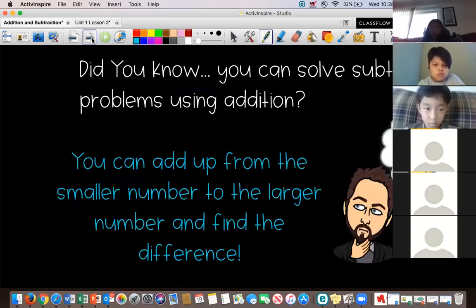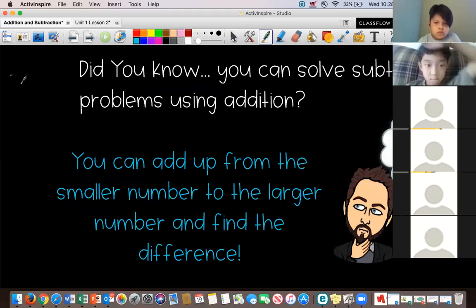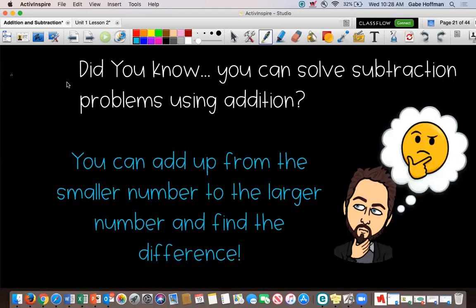Moving forward today, we're going to look at 2 different strategies. I have this little question here: did you know you can actually solve subtraction problems using addition? For some people, subtraction may not be a strength. You may not be that great at going backwards, but you can start from the smaller number and add up to the larger number to find the difference. If you have a harder time going backwards, you could consider using this strategy.